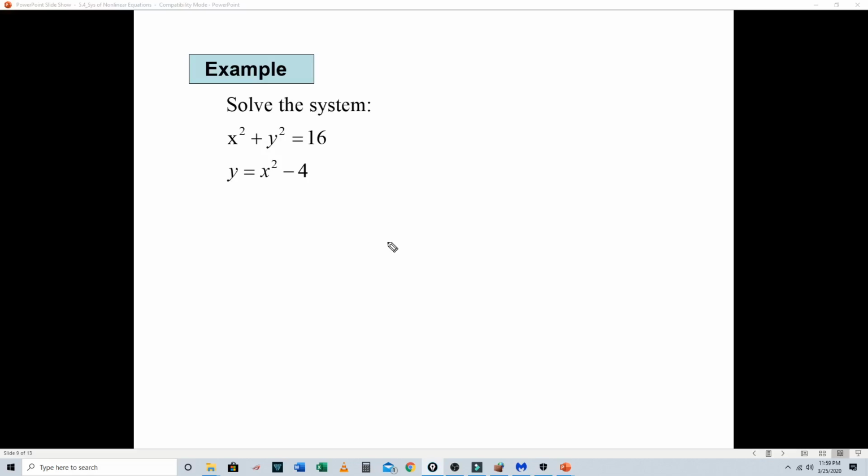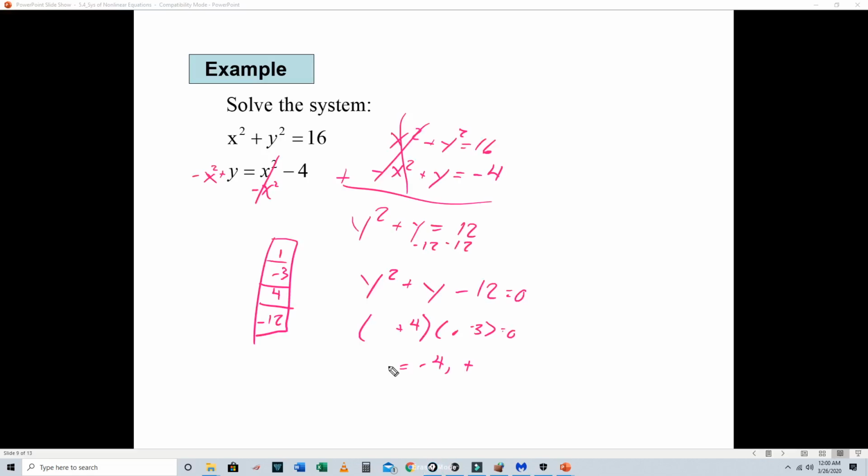Here I'm going to do your box method, because this is a quadratic function again. 1 and -12, which gives you 4 and -3. So y plus 4 and y minus 3 is equal to 0. So y is equal to -4 and +3. And no, sorry, y. I don't know why I'm saying x. Y is equal to -4 and +3.